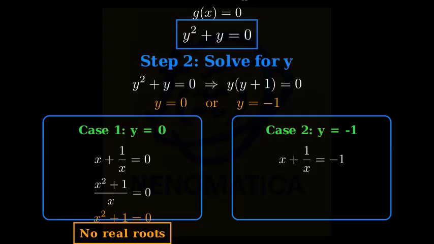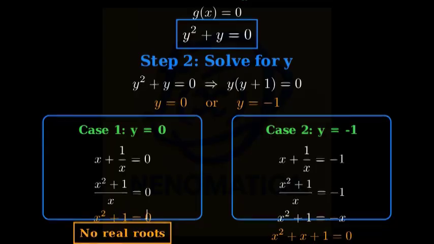Case 2, y equals negative 1 means x plus 1 over x equals negative 1. Multiply both sides by x. X squared plus 1 equals negative x, which rearranges to x squared plus x plus 1 equals 0. Use the discriminant b squared minus 4ac. It is 1 minus 4 equals negative 3. So there are no real solutions in this case as well.